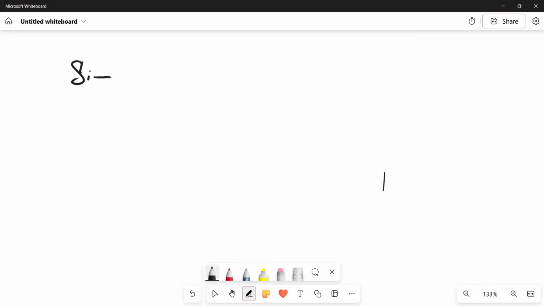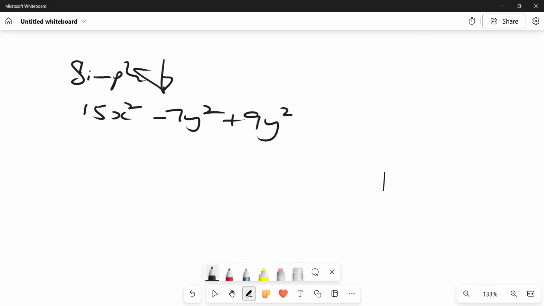Simplify something like 15x squared minus 7y squared plus 9y squared minus 8x squared. So yes, you can have expressions where the unknown is raised to some power. You can have that too.